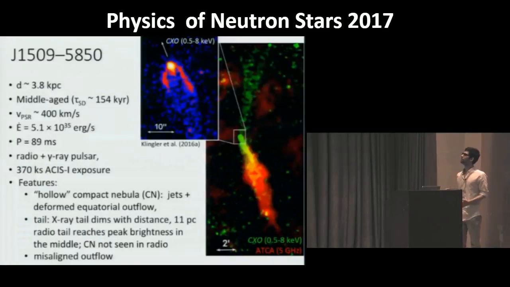The first object here is J1509. It's about 3.8 kiloparsecs from its dispersion measure. It's middle-aged, and we estimate its velocity to be on the order of 400 kilometers per second.